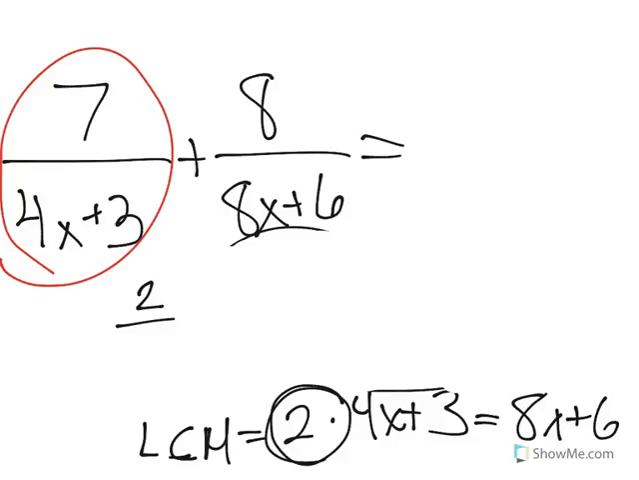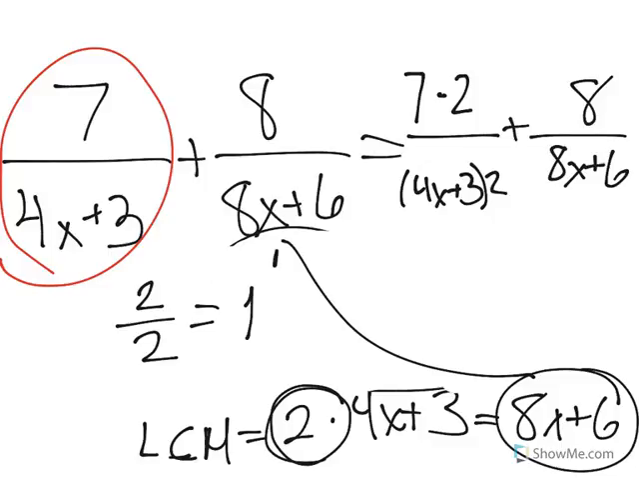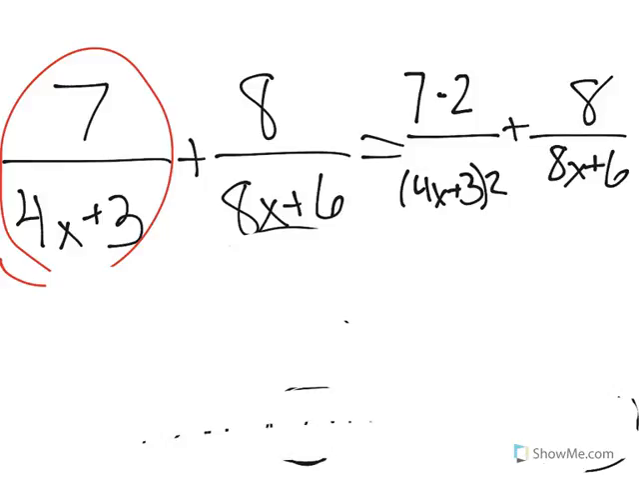But as you might recall, 2 over 2 is just equal to 1. So if we multiply the numerator and denominator by the same thing, it's just like multiplying by 1 and nothing really changes. So we must multiply the numerator by 2 and the denominator by 2 as well. And so this is what we get, and then we must add the 8 over 8x plus 6. Since we found the LCM to be exactly the same thing, we don't really have to do anything to it.